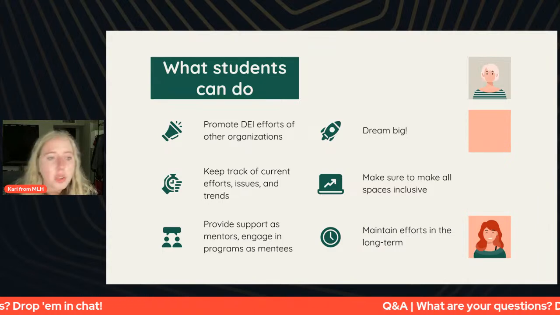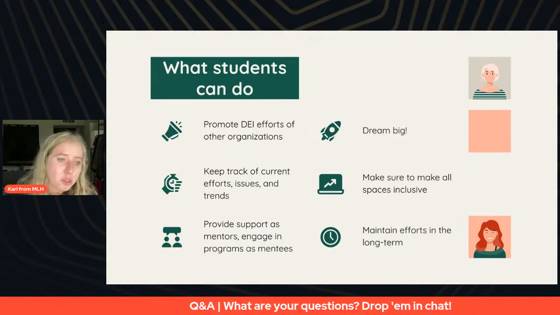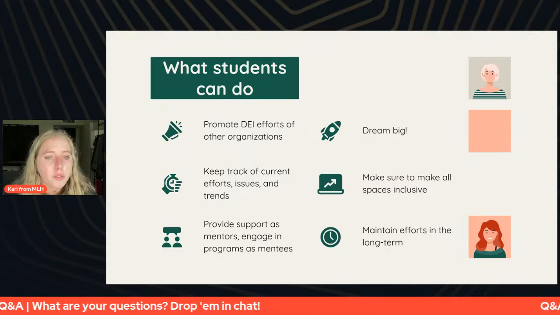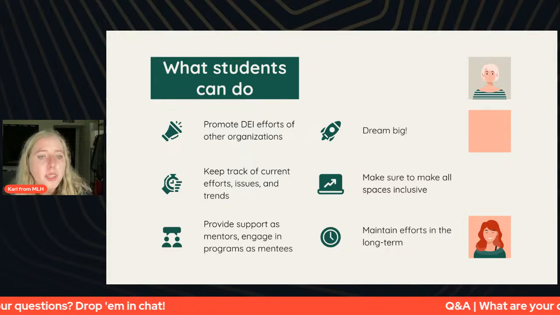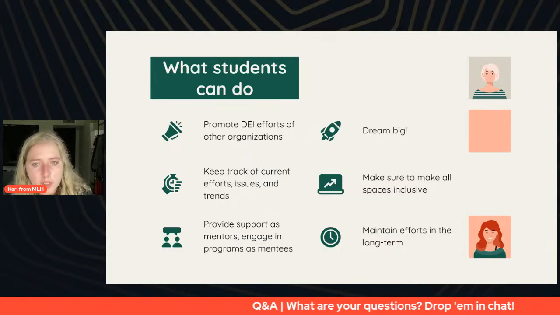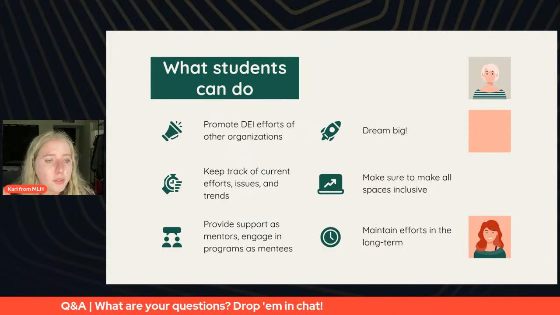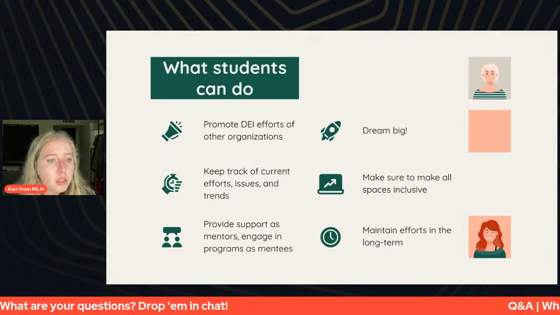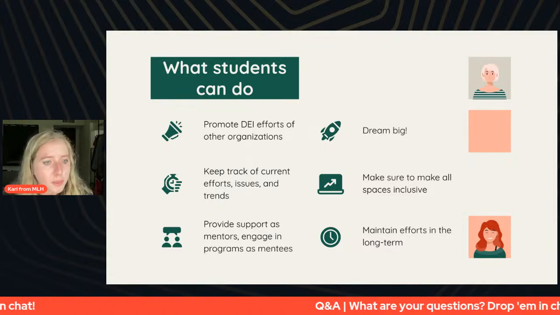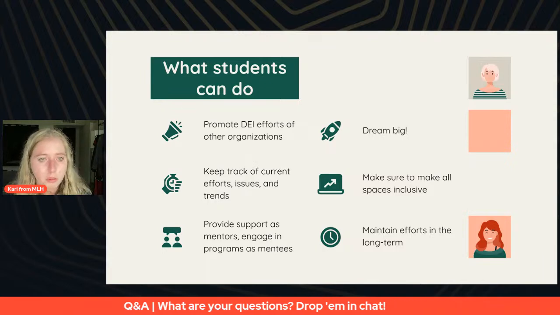Now, I'm presuming most of you, as Major League Hacking attendees and Tech Together attendees, have been a student at some point in your life. You're a student now, will be a student soon, or just finished being a student. So what can you do if you're in that space? You can promote DEI efforts of other organizations. If you have a variety of resources and tools for improving diversity, equity, and inclusion that are run by different spaces on your campus or outside of your campus, it's important to promote them.